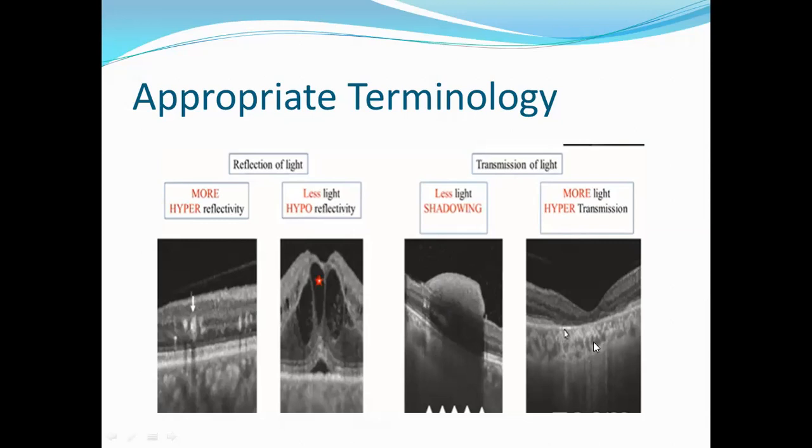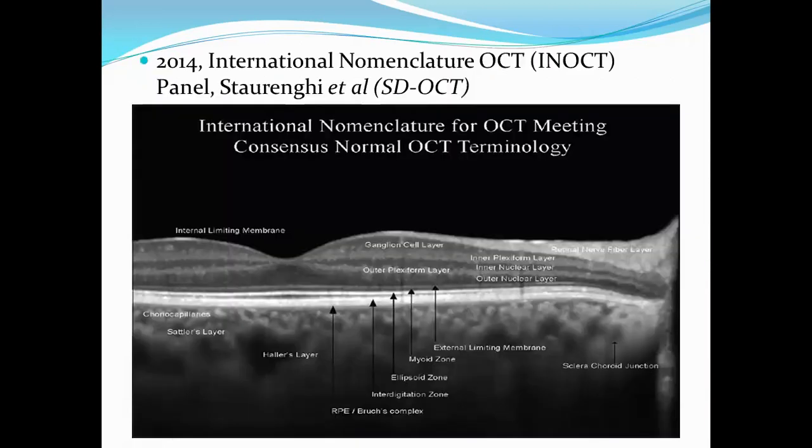In the fourth picture, we see that there is thinning or atrophy of the outer retinal layers. Because of this, more light is being transmitted through the atrophy of the RPE and outer retinal layers. Therefore, the posterior structures appear more white. So this hyper is because of increased transmission.